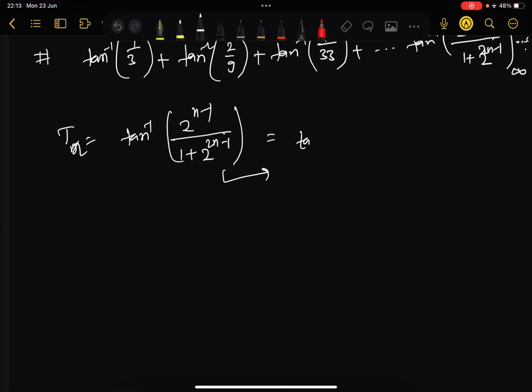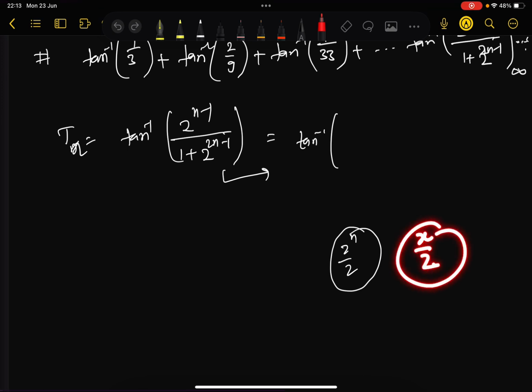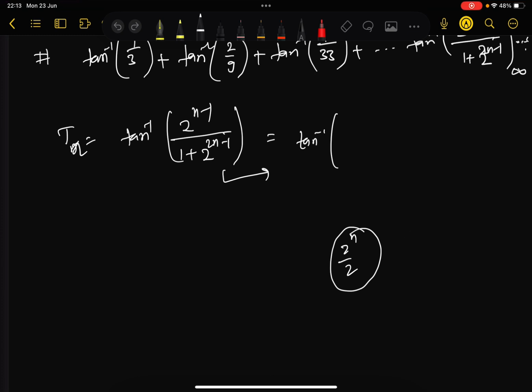So if we write down this expression as tan inverse, this is something like 2 raised to n by 2. This expression is 2 raised to n by 2. 2 raised to n minus 1 means 2 raised to n into 2 raised to minus 1. That 2 raised to minus 1 is 1 by 2, right? So this is written as x by 2. So if I write down x by 2 as x minus x by 2, this is also equal to x by 2, right?